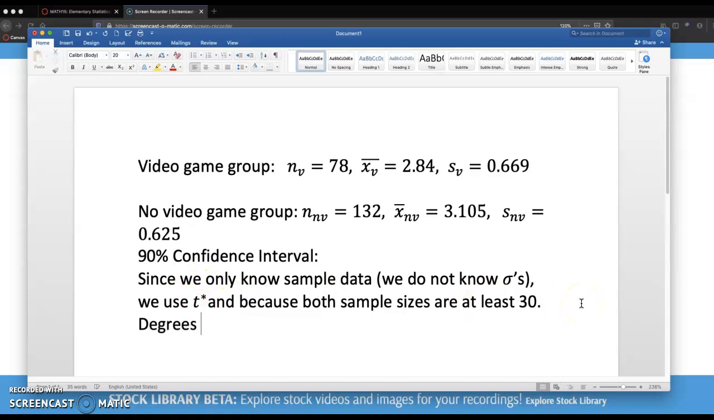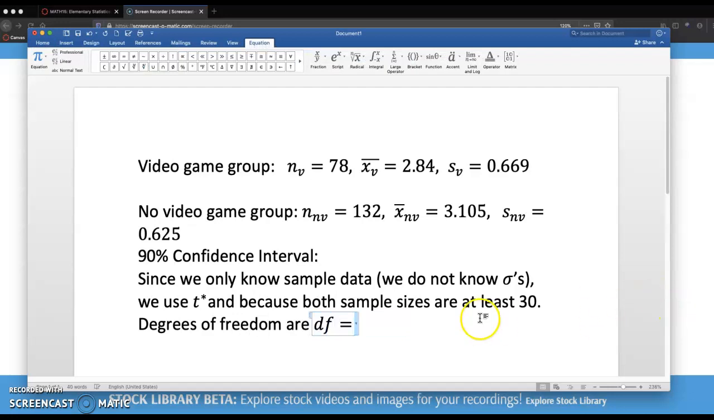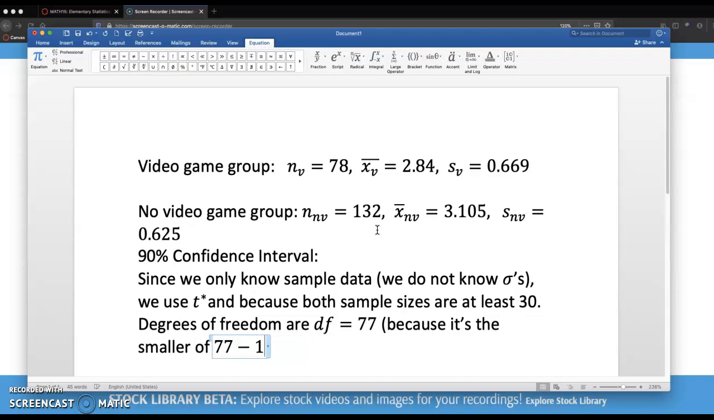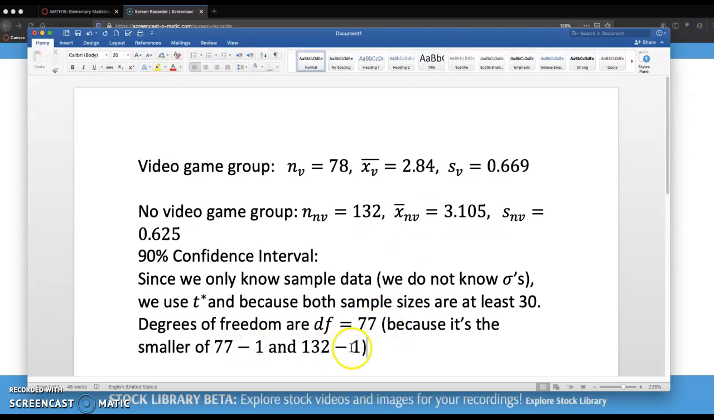So my degrees of freedom, df, is the smaller of the two sample sizes minus 1. So it's going to be 77, because it's the smaller of 78 minus 1 and 132 minus 1. So it's 77 or 131. We're going to pick 77 to be my degrees of freedom.